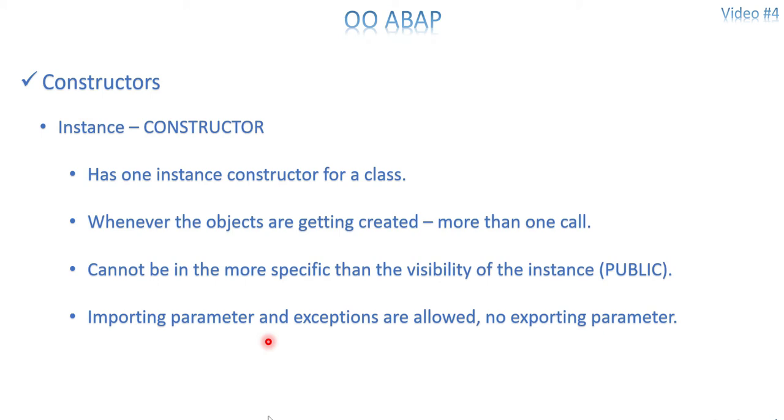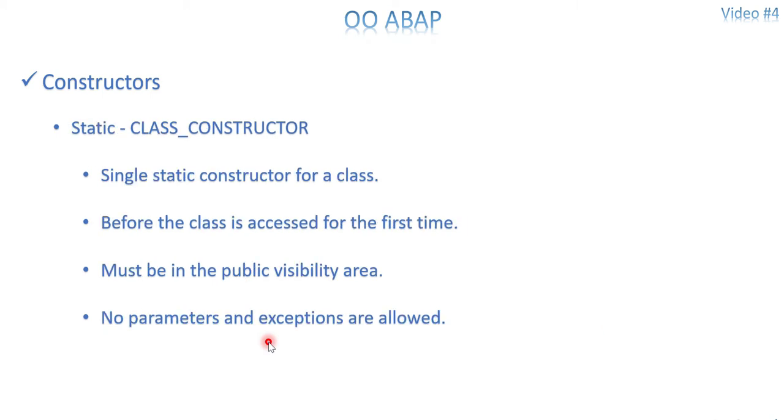What is a constructor and what is an instance constructor, when it is going to be called, what are the do's and don'ts on it. Next is the static constructor. The name should be class_constructor. For a class, there is a single static constructor; both are the same, even instance also only one, static also only one. The triggering point of the static constructor is before the class is accessed for the first time.